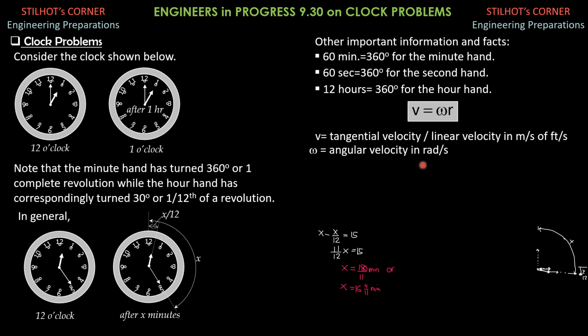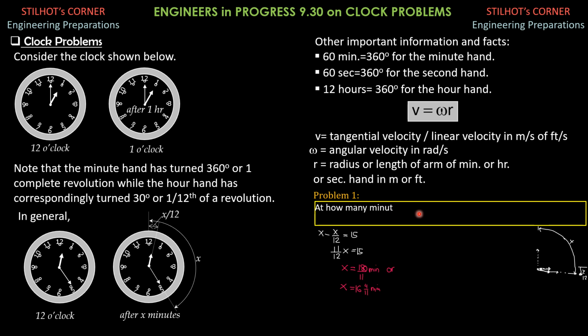So omega, angular velocity in radians per second; v, tangential velocity or linear velocity in meters per second or feet per second or inches per second, centimeters per second, whatever would be the appropriate units or given units. R, radius or length of arm of minute or hour hand or second hand in meters or feet or inches or centimeters. So let's have now this first problem.